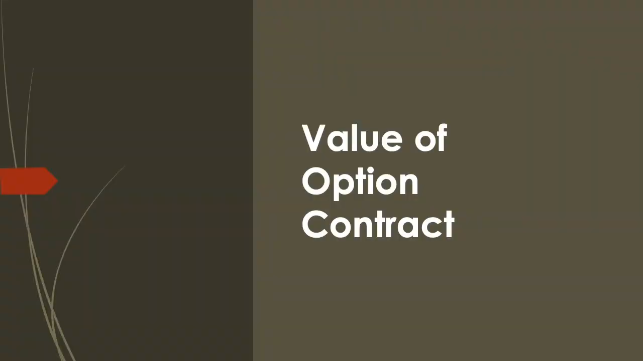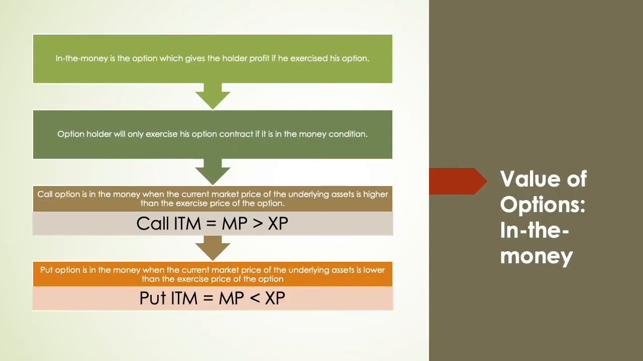Next, we discuss the value of an option contract. The first one is the value of an option in the money. In the money is the option which gives the holder profit if he exercises his option contract. So, the option holder will only exercise his option contract if it is in the money condition.